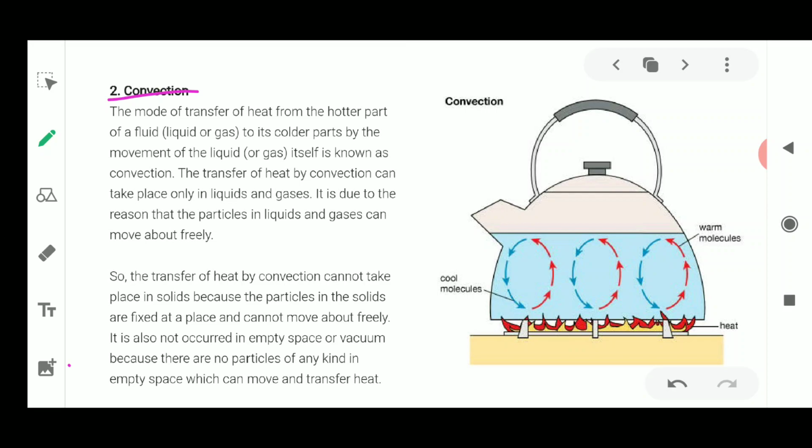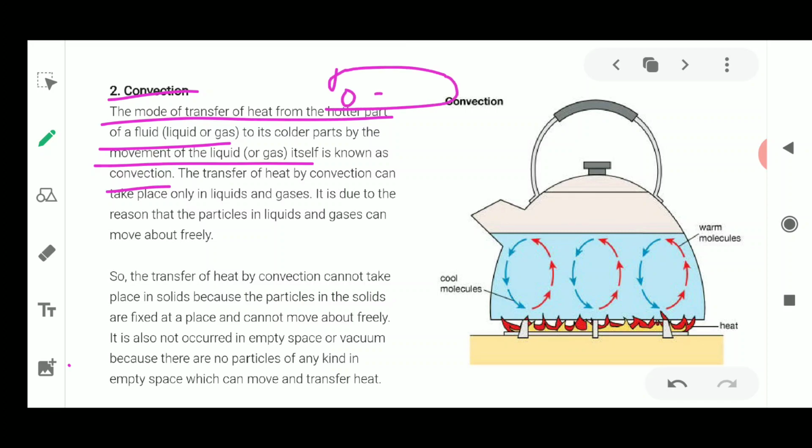Convection is a mode of transfer of heat from the hotter part of a fluid, and fluid means something which could flow, that is, liquids and gases, to its colder part by the movement of the fluid itself. In conduction we have studied that molecules are not moving, they are at their place, because they don't have gaps in between. Now what about liquids? The molecules of liquids are away from each other and they could move to a certain limit. So what will happen?